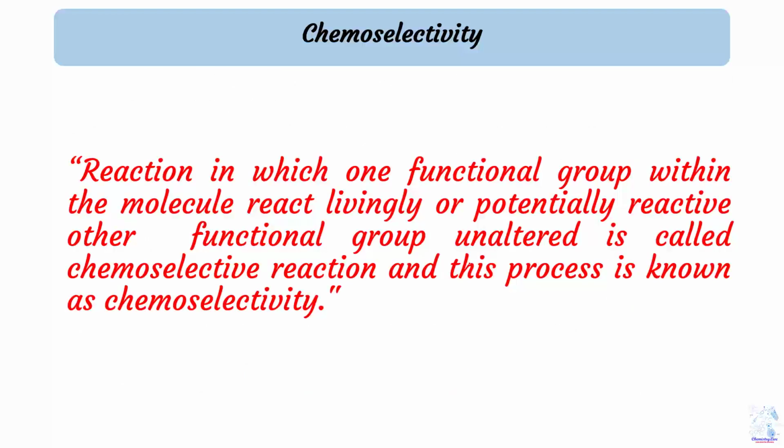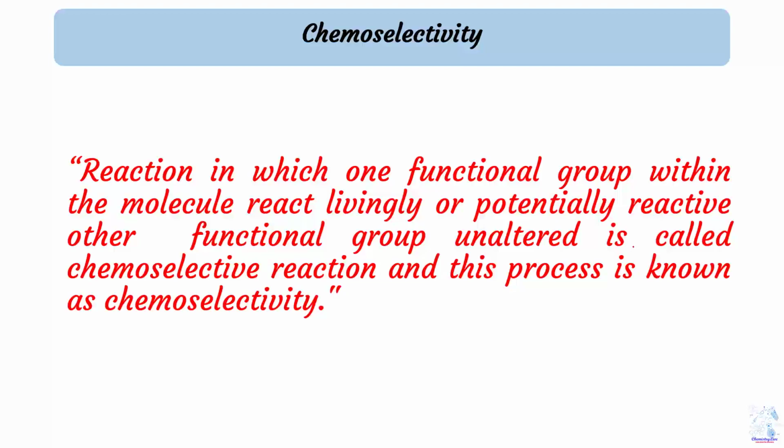We can now reach a conclusion: what is chemoselectivity? A reaction in which one functional group within the molecule reacts, while the other potentially reactive functional group is left unaltered, is called a chemoselective reaction, and this process is known as chemoselectivity. Now we will talk more about chemoselectivity. There are complete guidelines for it, which are very easy to understand. There are 4 guidelines.